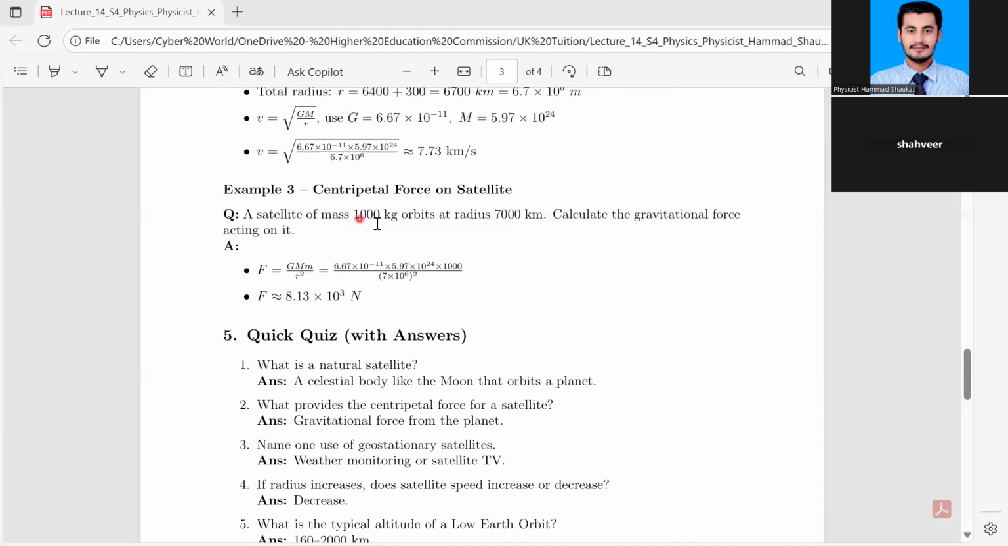And here you can see the mass of the satellite is given. What is that? 1000 kg. Yes. And the radius is also given, which is 7000 kilometers. Again, this is in kilometers, so you have to convert this into meters first. So you just have to put the value of kilo, which is 1000. So 1000 multiplied by 7000, you will get 7 multiplied by 10 raised to power 6. Am I right?